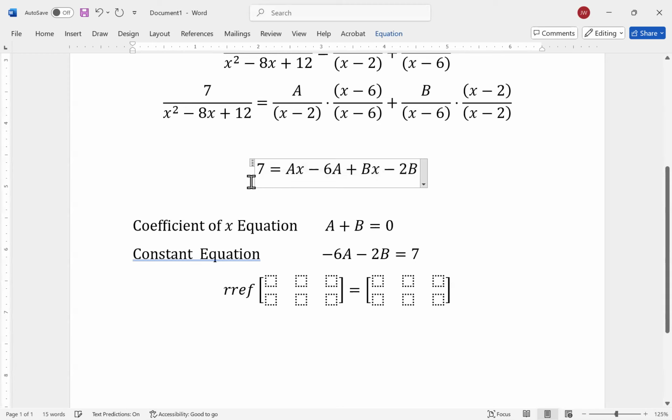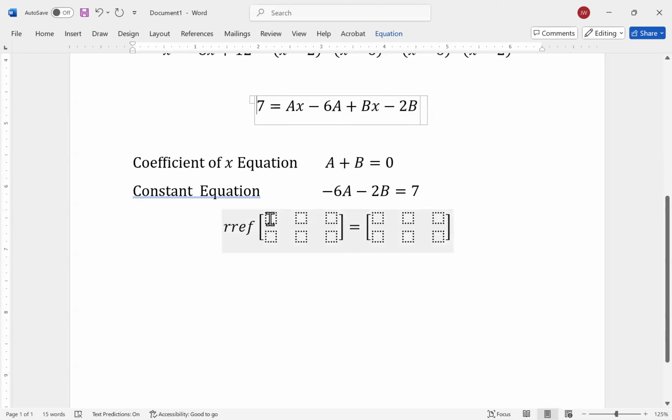So again, the coefficient of x on the left-hand side is 0. So the coefficient of x on the right-hand side also has to be 0. That means a plus b has to be 0. Since the constant on the left-hand side is 7, then the constants on the right-hand side have to add to 7. So negative 6a minus 2b has to be equal to 7.